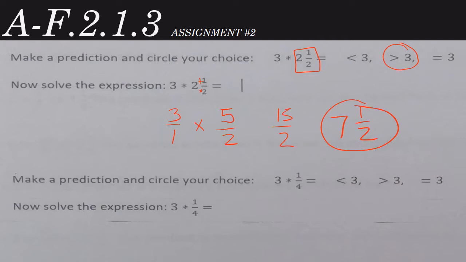For the second one, it says make a prediction. Circle your choice. 3 times 1/4. 1/4 is going to be less than 1, so less than one group of 3 is going to be less than 3. 3 times 1/4, 3 over 1 times 1 over 4 equals 3 over 4, so my answer is 3/4.